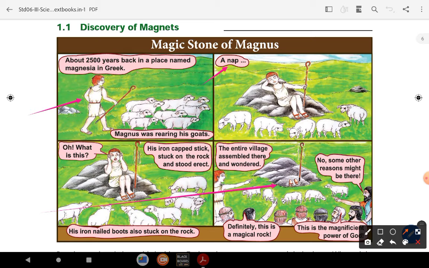See, the shoes are there on the rock and also the staff. The stick also was sticking.